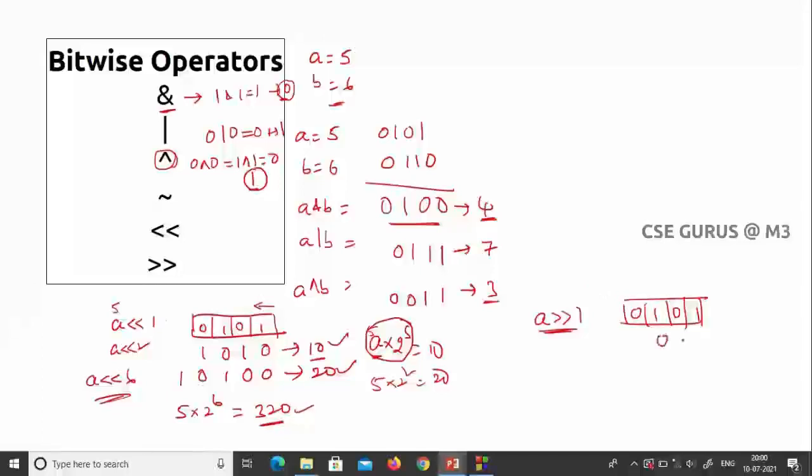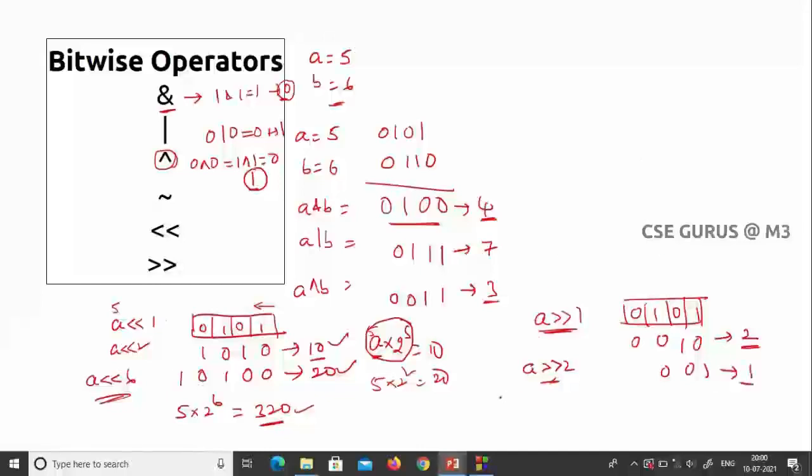This 0 here, this 1 here, this 0 here. Anyway, one bit will be ignored. If you keep a 0 here, which makes no sense, right? So 0 0 1 0, which is 2, right? If I say A right shift by 2 times, this 0 here, this 0 here, this 1 here, which is equal to 1.